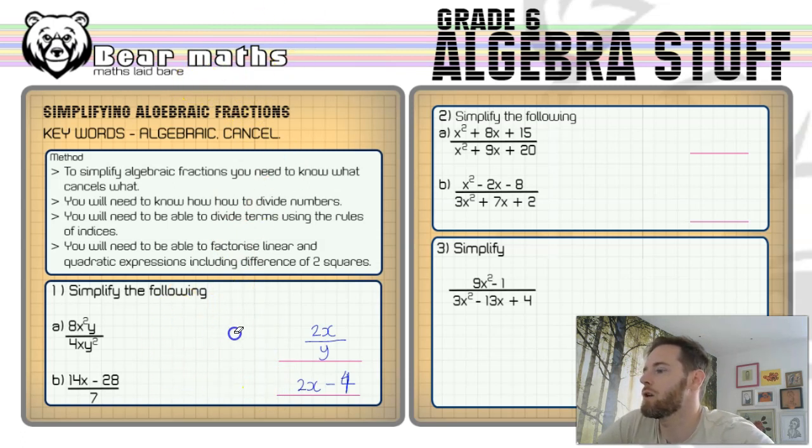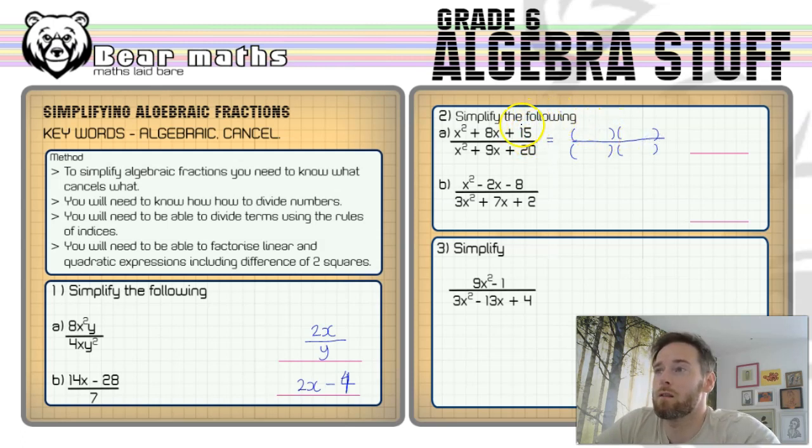Now, in question 2, what we've got is some quadratics, which are able to be factorized. This first one's quite nice because we can do it quickly, and if you're not sure what I'm doing here, go and watch the Factorizing Quadratics video first. All right, that will give you a bit more of an insight. But we'll do this quite quickly.